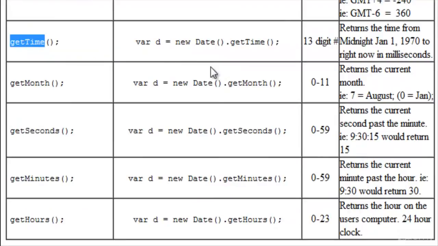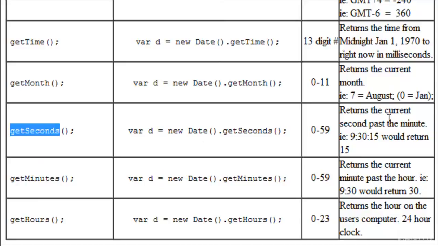Then we have getTime, and this will provide you with a 13-digit number. This number is the time from midnight of January 1st, 1970 to right now in milliseconds. Then we have getMonth, and we just throw the getMonth method behind the new Date object, and this will return 0 to 11. For example, 7 is August, and 0 would be January. So obviously, 11 would be December.